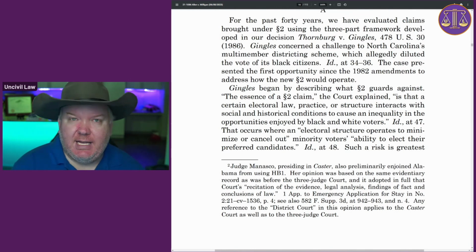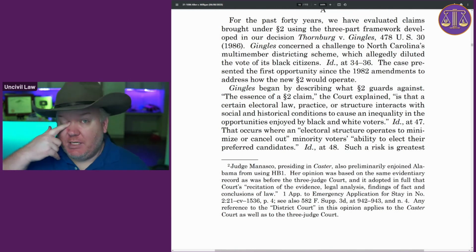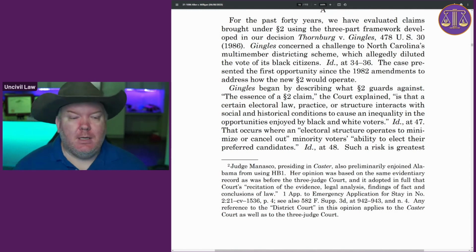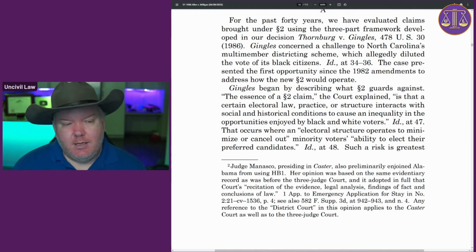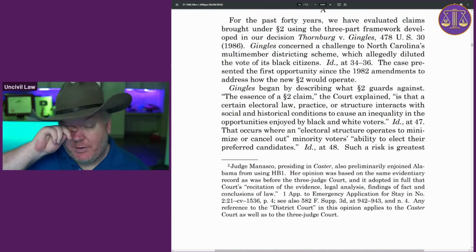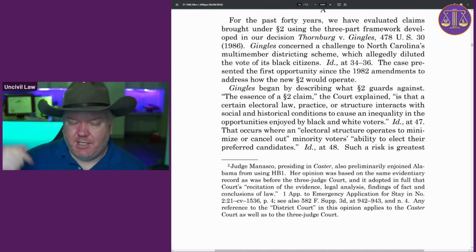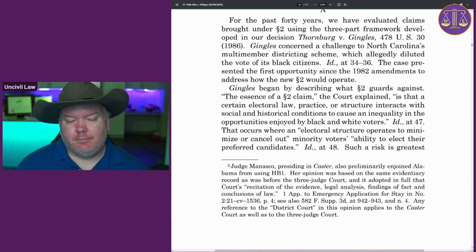So we've never decided a case under the revised language of Section 2. So let's do that now. I apologize, the Thornburg case was the first case to decide, not the case we're just doing now. I misspoke.